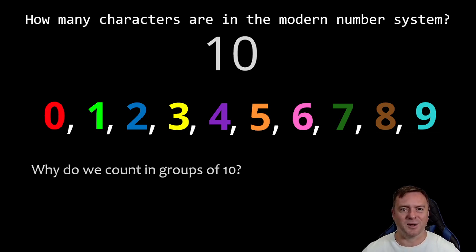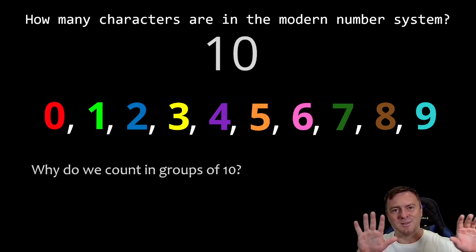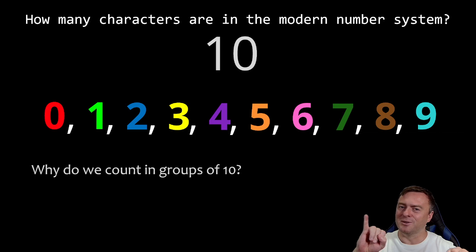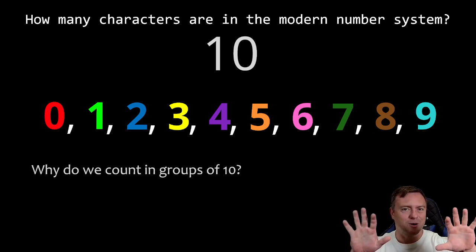Well, the answer is actually right in front of you. So we count in groups of 10 because of our fingers. And you'll see this prevalent in all the number systems that we just looked at. So it goes 0, 1, 2, 3, 4, 5, much like the Mayan system, and then 6, 7, 8, 9, 10. And see how that's very similar to the Romans as well.